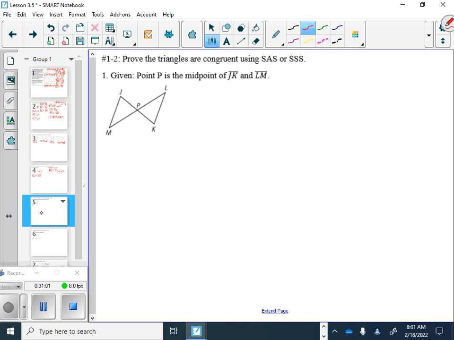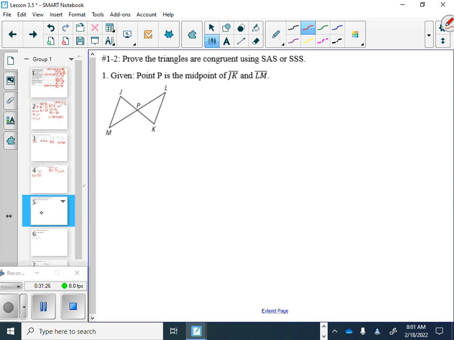So let's start off with number 1. I am asked to prove that the triangles are congruent by either side angle side or side side side. And I am given that point P is the midpoint of lines JK and LM. The first part of a proof is to write out your given. Even though it already says it. Alright, so that's what we're going to do.